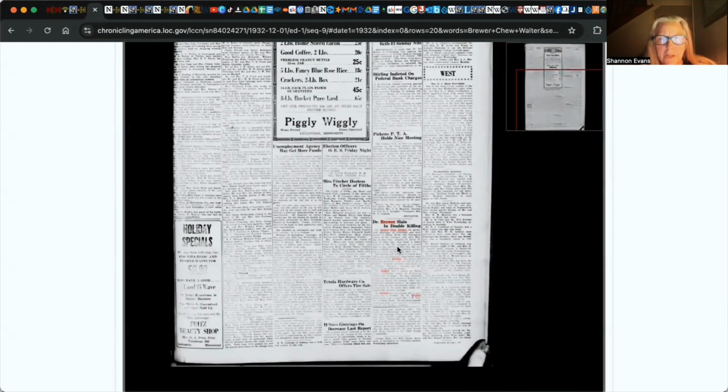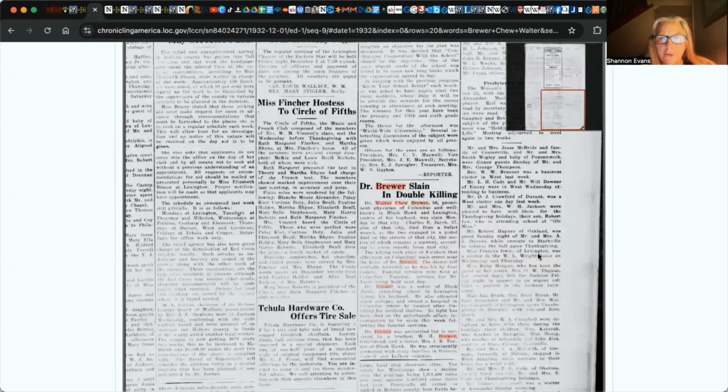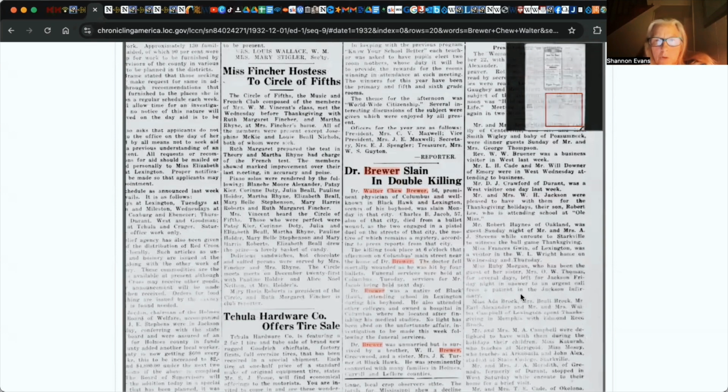Dr. Brewer slain in double killing. I now have more information. Walter Brewer, 56, prominent physician, known in Black Hawk and Lexington. Scenes of his boyhood, was slain in that city. And it goes on and it tells he was unmarried. He was survived by a brother and a sister, and he is prominently connected in Holmes, Carroll, and LaFleur County.